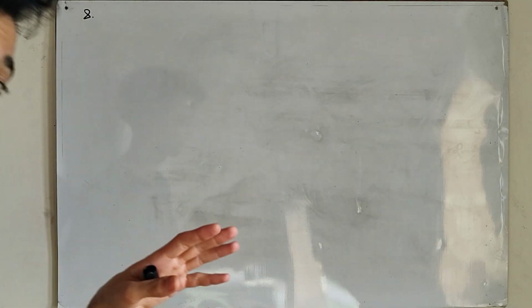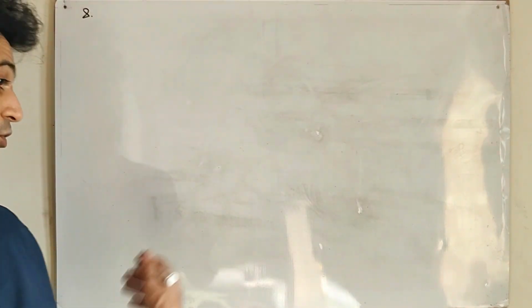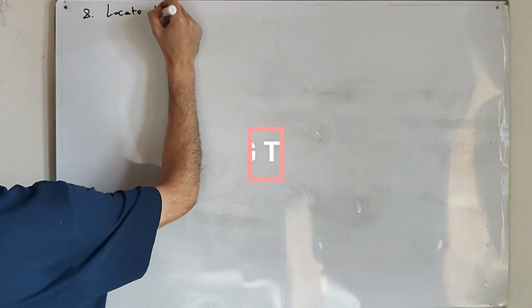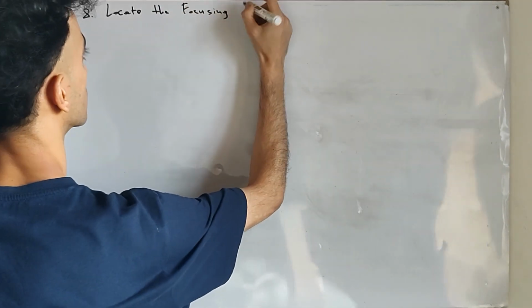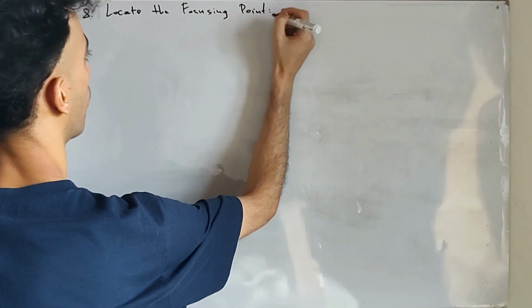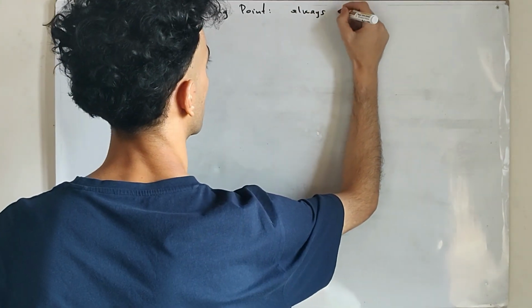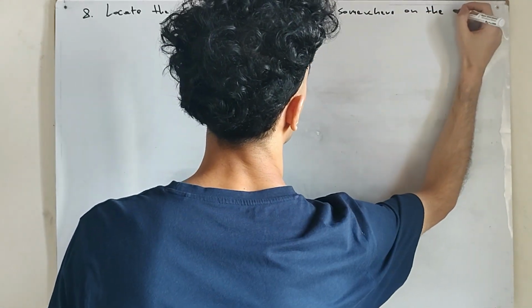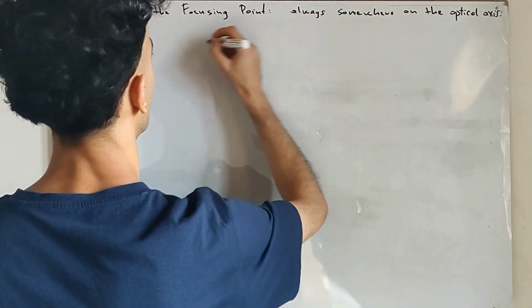We place the object, we got our devices, now we know the rule. Remember the rule, 90 degrees to the surface. Already now you also found the center, you know where the center is. Now you have to locate the focus. Locate the focusing point. The focusing point is always somewhere on the optical axis.